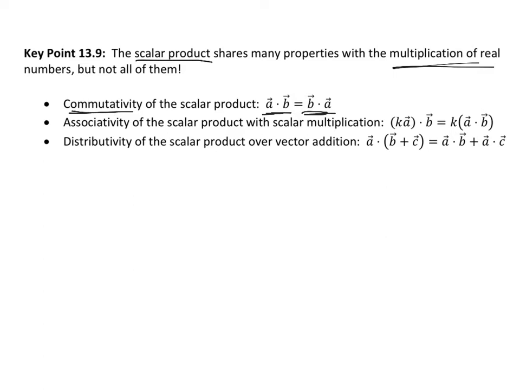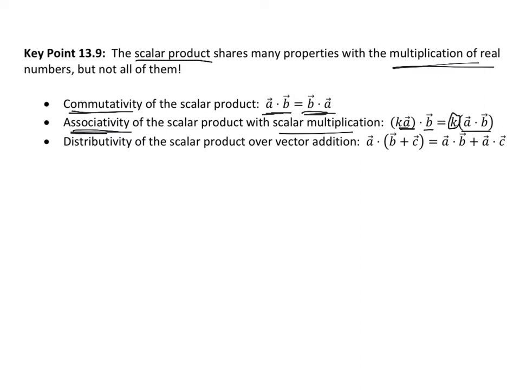Another property that the scalar product has that's similar to normal multiplication is that the scalar product is associative with scalar multiplication, which means that if I have a vector A that's been multiplied by a scalar K, and then I do the dot product of that with B, that's the same thing as if I do the dot product first and then multiply it by this scalar, this real number K.